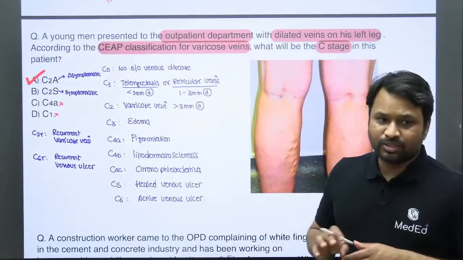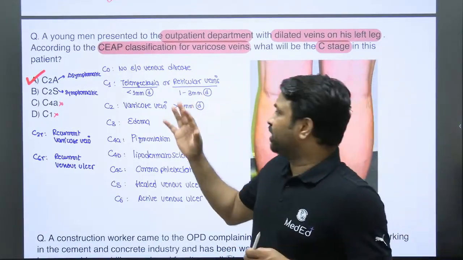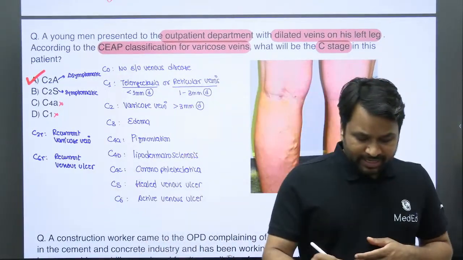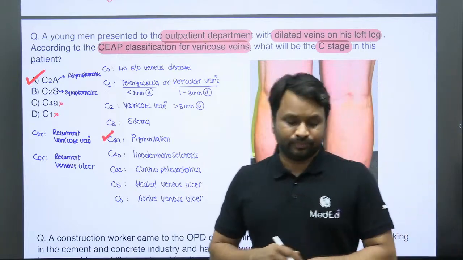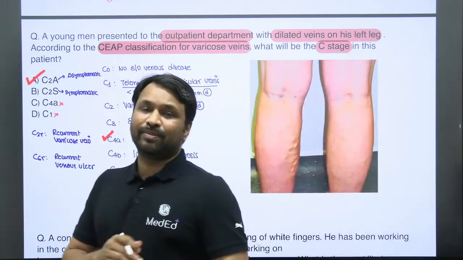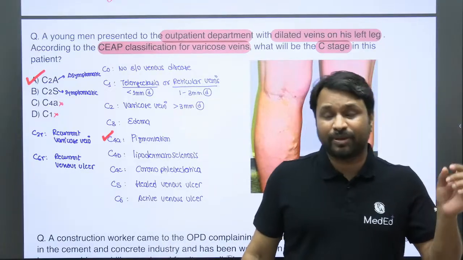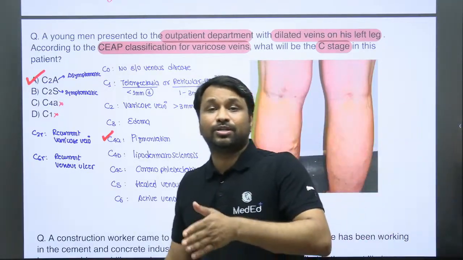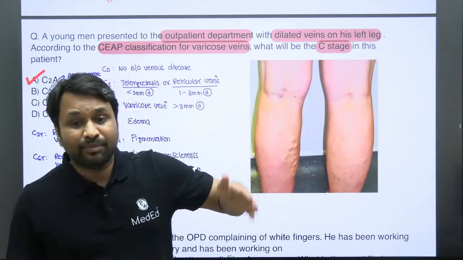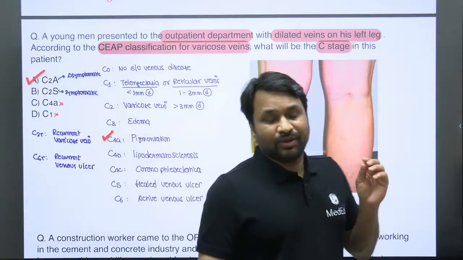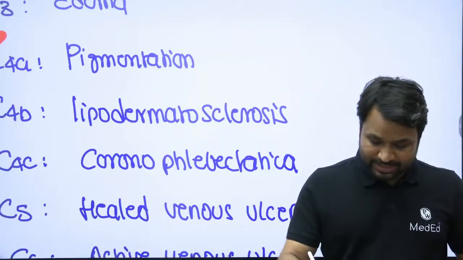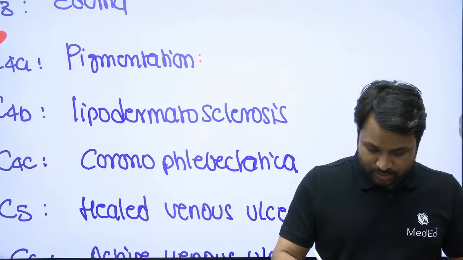So the CEAP classification is very, very important. This should be on the tips of your fingers. They can ask you what causes pigmentation in varicose vein. Pigmentation occurs and causes lipodermatosclerosis, but the pigmentation is because of hemosiderosis.